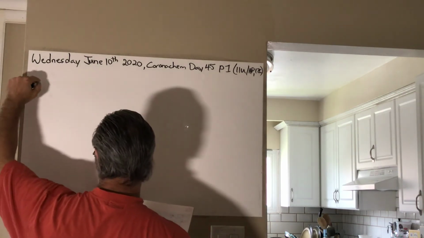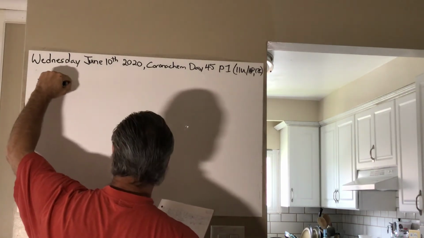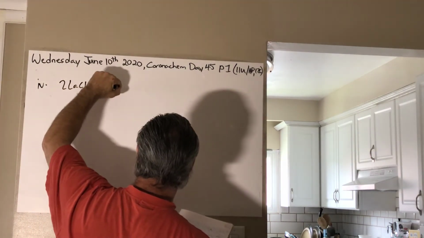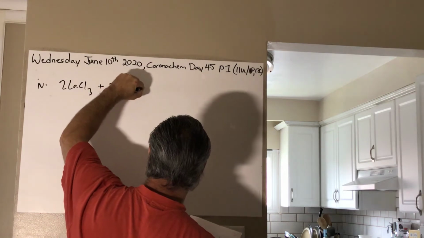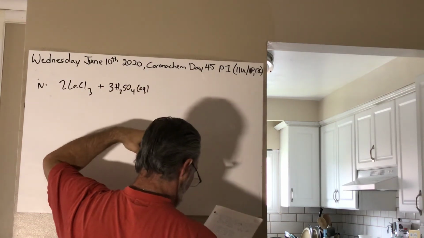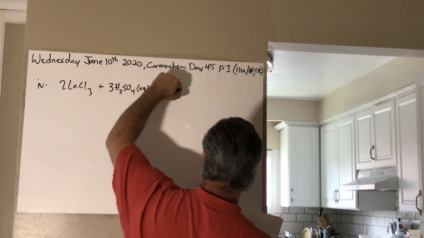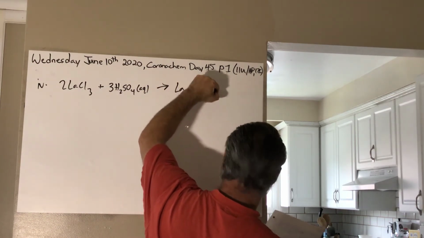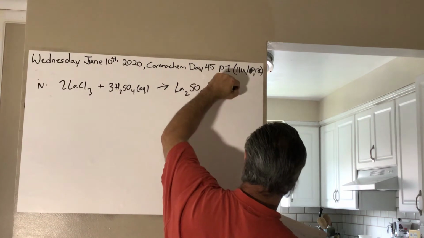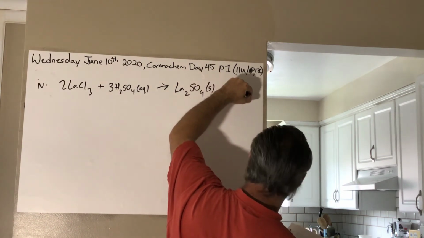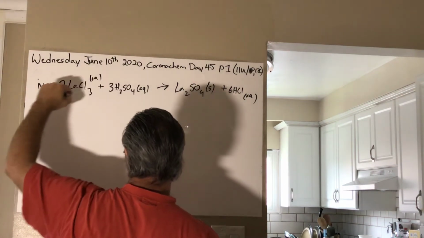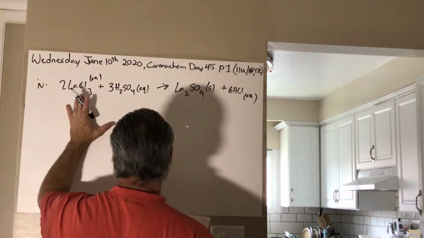Two lanthanum chlorides reacting with 3 sulfuric acids, and the result is lanthanum sulfate, La2(SO4)3. That's going to form a solid, and you get 6 hydrochloric acids as a byproduct that's going to be soluble. This is also soluble. So this is the molecular equation.